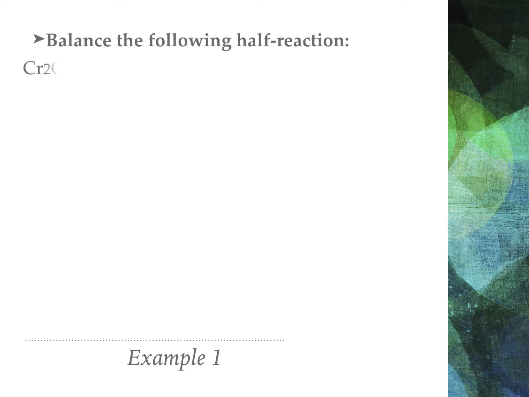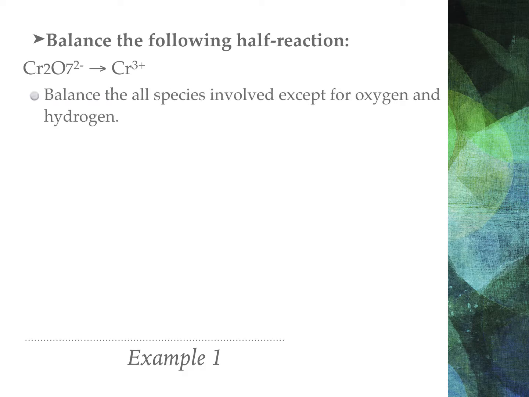Let's take a look at example 1. Balance the following half reaction. Here we have a dichromate ion, which by the looks of it has lost electrons to form the chromium ion. First, we need to balance all the species involved except for oxygen and hydrogen. These species are called the major species. Here, only chromium is the major species, and since there are 2 chromium ions on the left side, we need to make sure that there are 2 chromium ions on the right side as well.